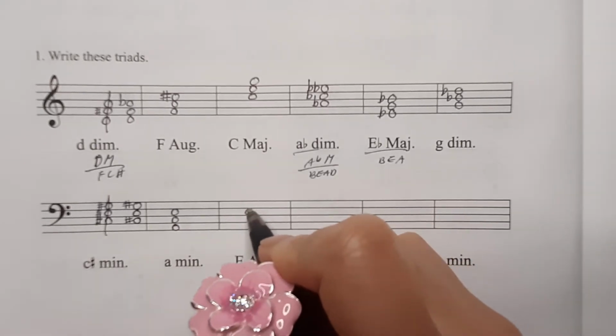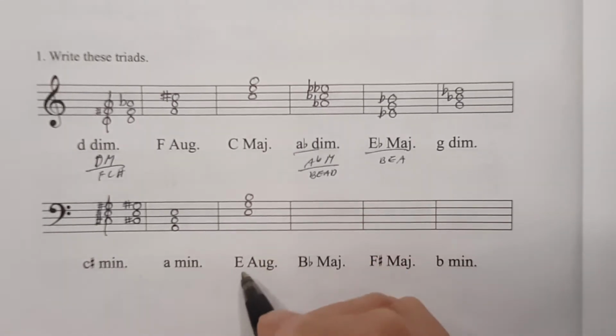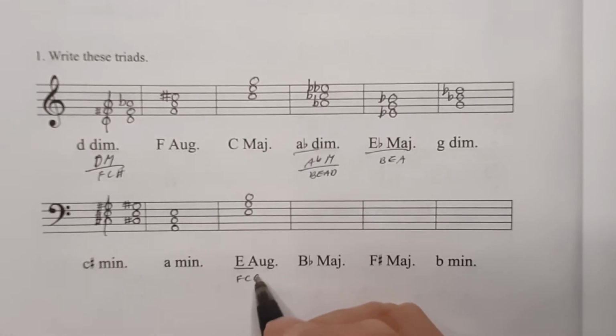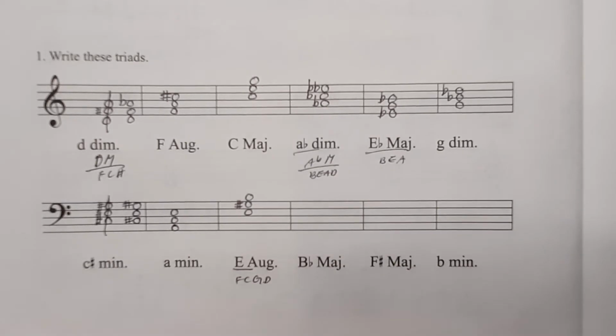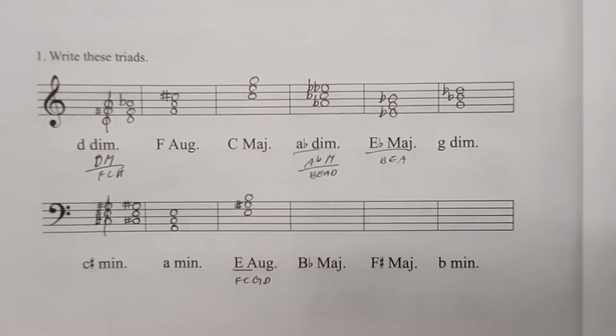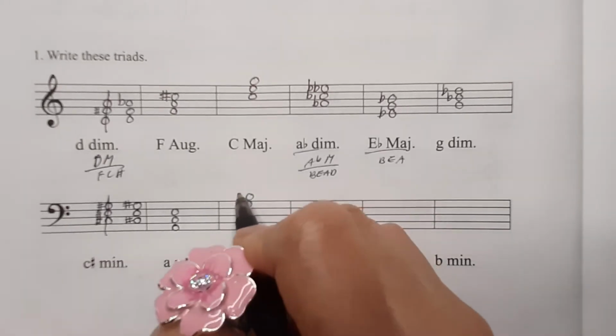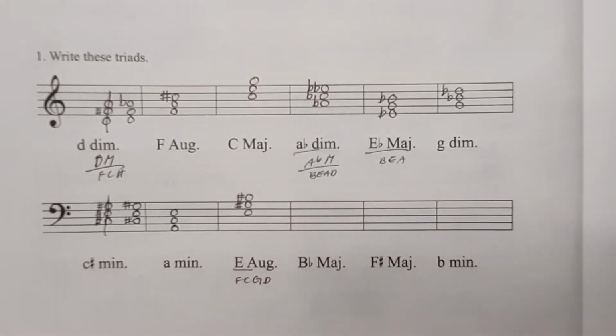Okay, now E augmented. So we have E, G, and B. In the key of E, we have F, C, G, D sharp, right? So you're supposed to have G sharp like this to make a major triad. Now how do you make it to the augmented? Easy. Just go ahead and raise the top.